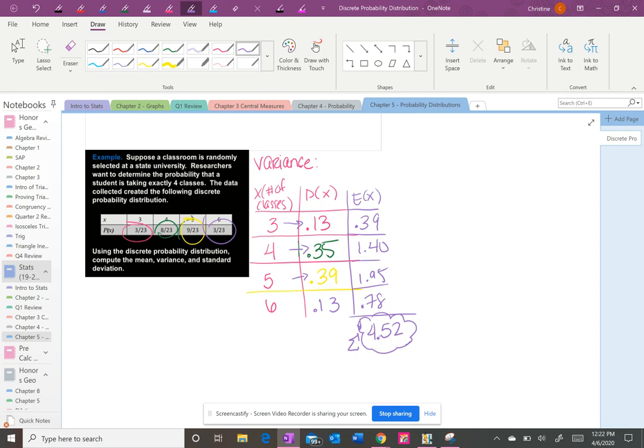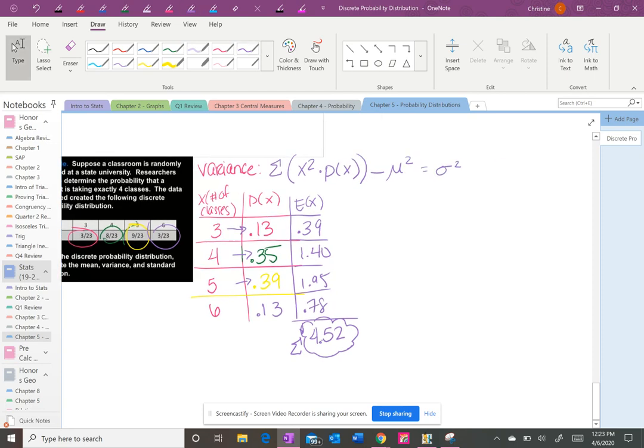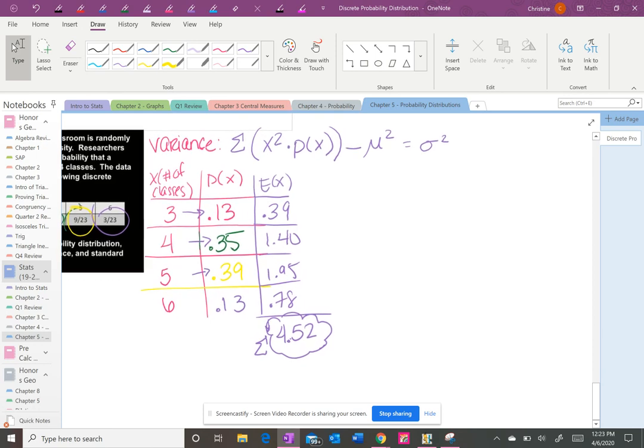Here it is. It is the summation of x squared times p of x minus mu squared. Just real simple. And the variance is really normally written as that. Remember, that's your lowercase sigma.